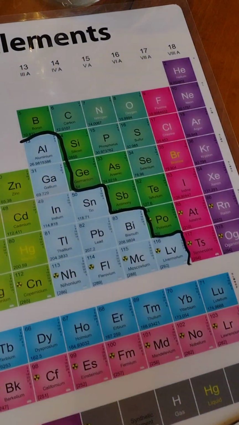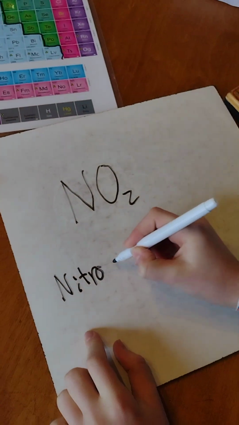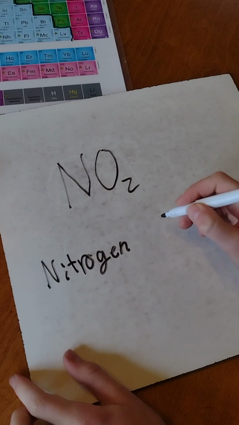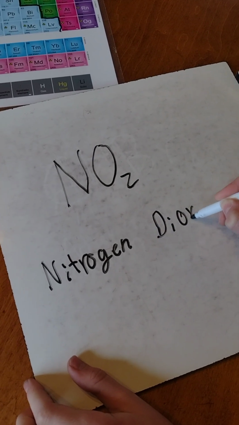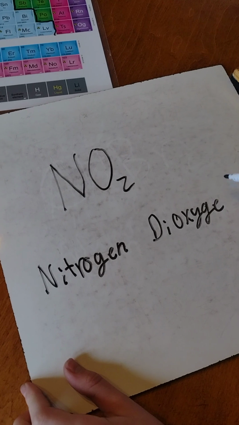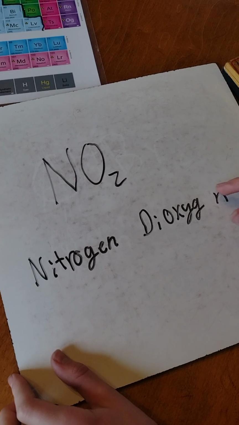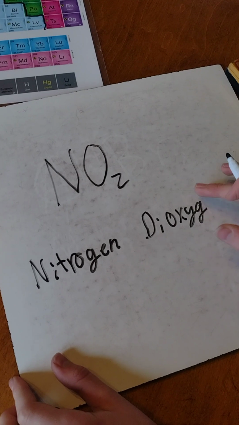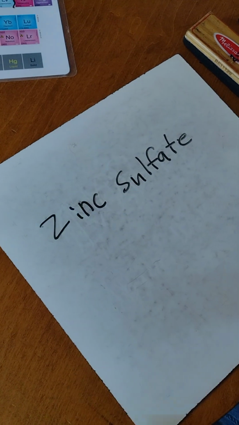Now we have NO2. What's the name of this compound? So we have nitrogen and oxygen. They are both nonmetals, so this is a molecular compound. With the molecular compounds, you need to have the prefixes. So nitrogen doesn't need a prefix, it only has one. And the oxygen has two, so the prefix is going to be di. You drop the ending and add "ide." So nitrogen dioxide. I'm giving you a tricky one.